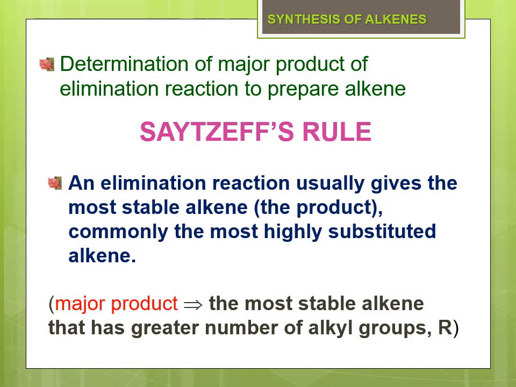I've mentioned the Zaitsev rule just now. What is it? In order to determine the major product of elimination reaction for alkene, we need to use the Zaitsev rule. It states that the major product would be the most stable alkene, which is the alkene that has a greater number of alkyl groups R. Here we know that elimination reaction would usually give major and minor products because we are going to produce the double bond either on the left side or on the right side. So we need to find the most stable alkene, which is the most highly substituted alkene.